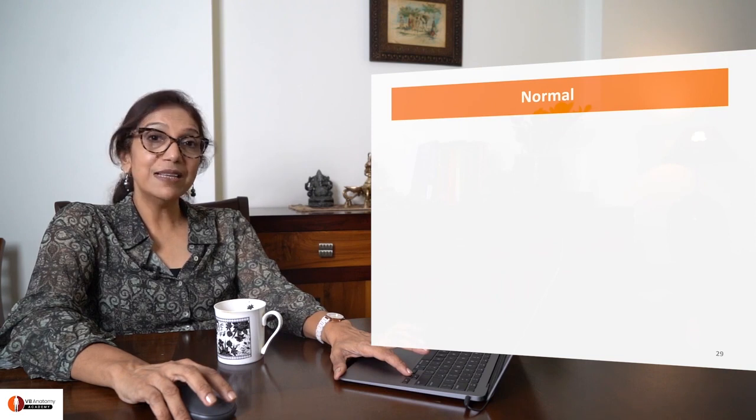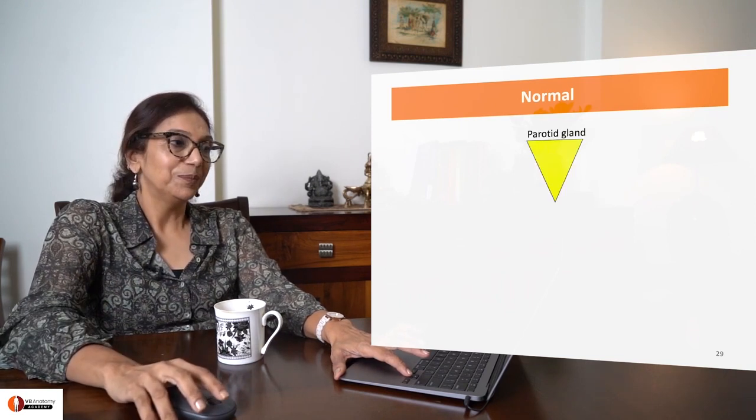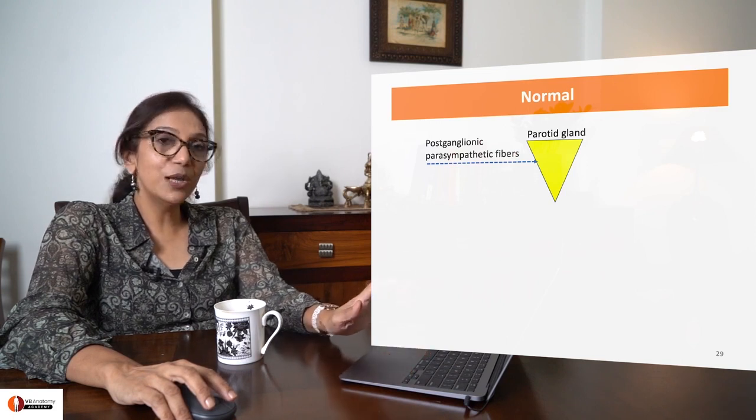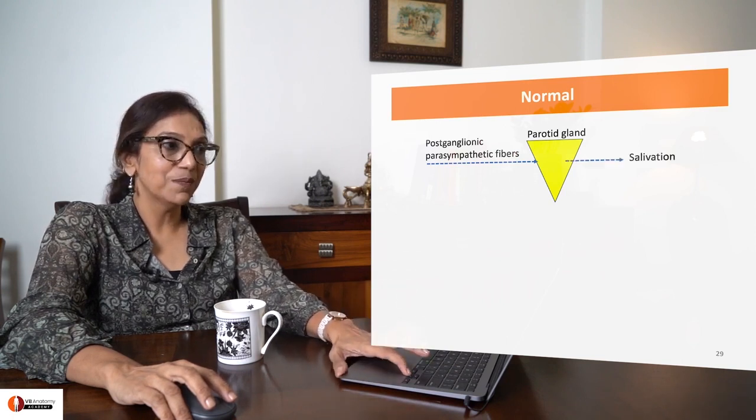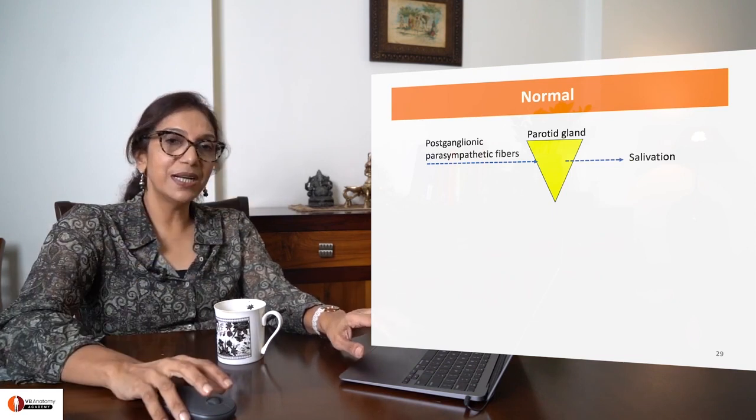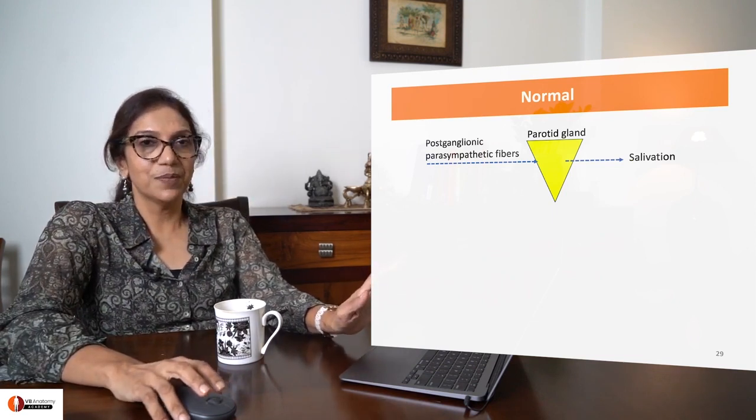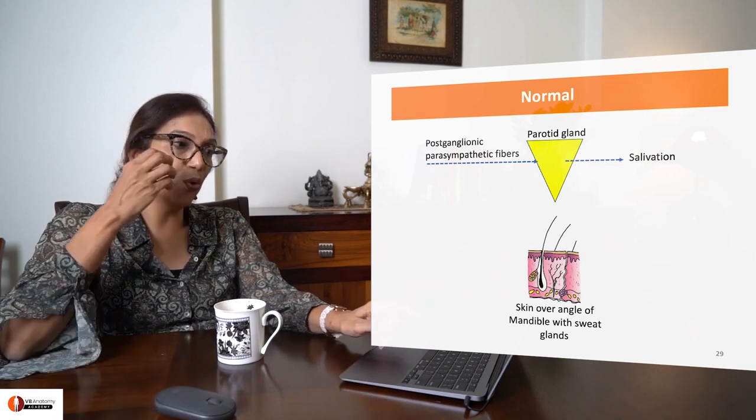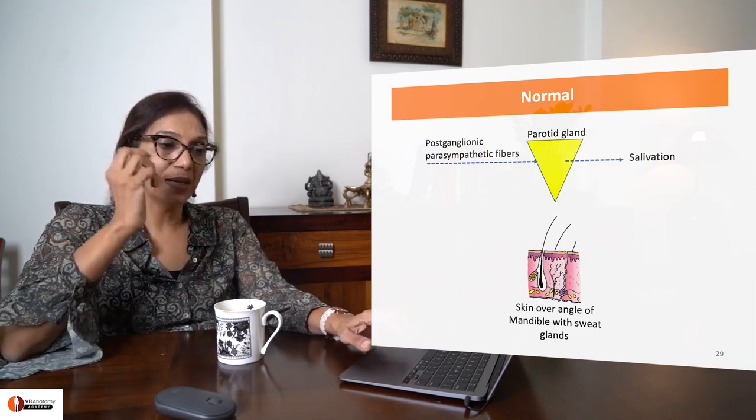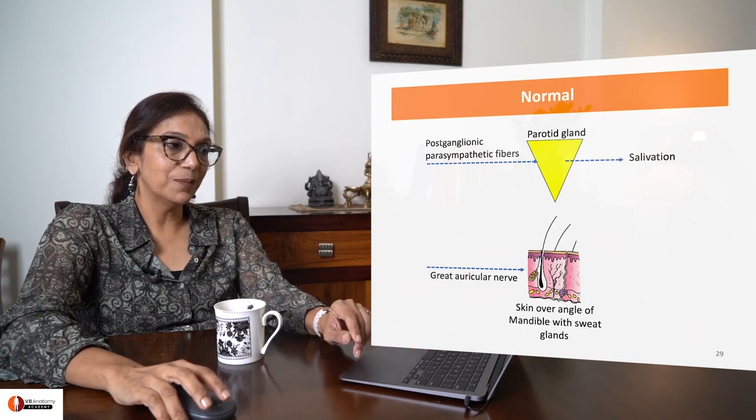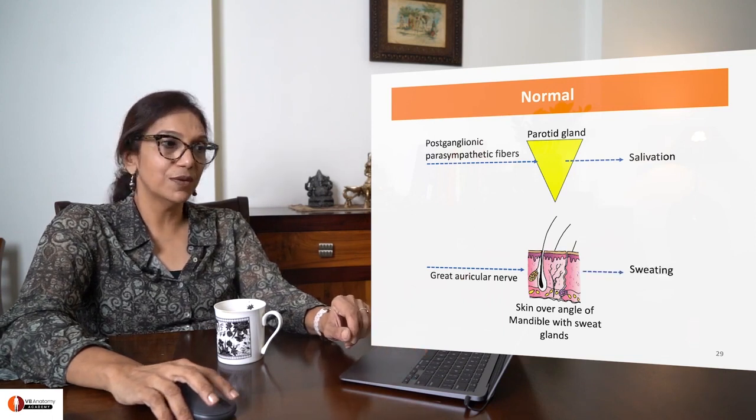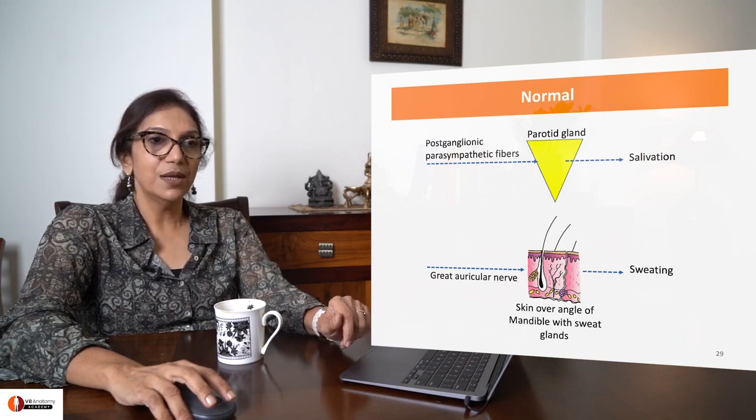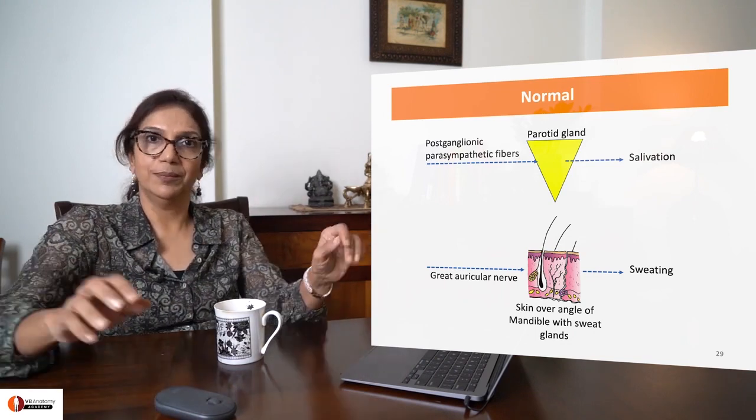Right. So let's see what happens normally, okay? This is the parotid gland. This is the postganglionic parasympathetic fiber which stimulates the parotid gland to cause salivation. Correct? Now what happens? This is the skin over the angle of mandible. This is stimulated by the greater auricular nerve which causes sweating in it. Okay? So this is all normal.